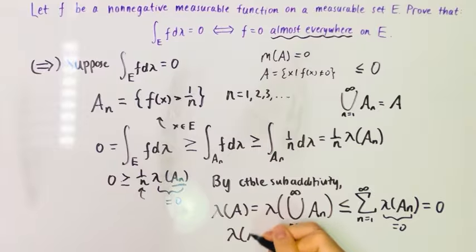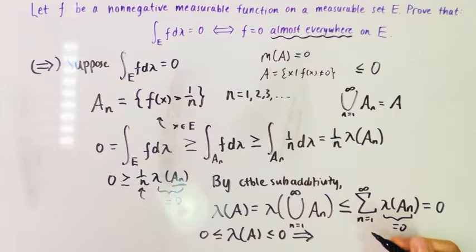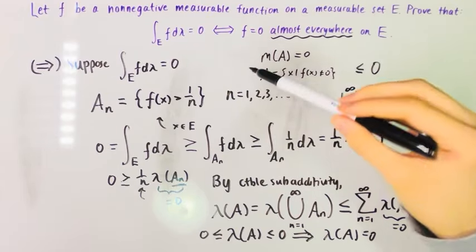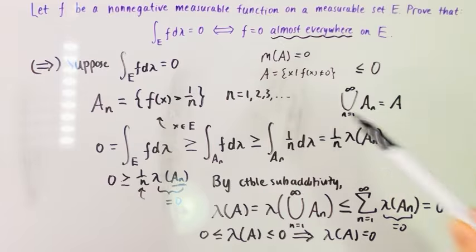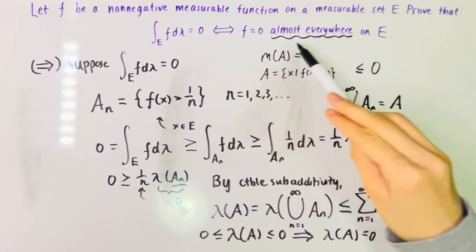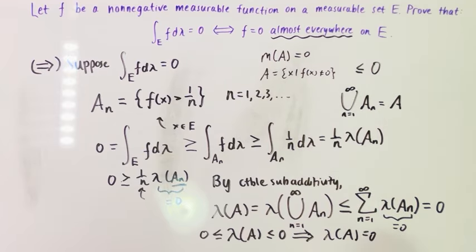And again, the measure of A is less than or equal to 0 and greater than or equal to 0, since measure is always non-negative. And then that means that the measure of A is equal to 0, aka the set at which f of x is not equal to 0 has measure 0, which means f equals 0 almost everywhere on E. And we're done.